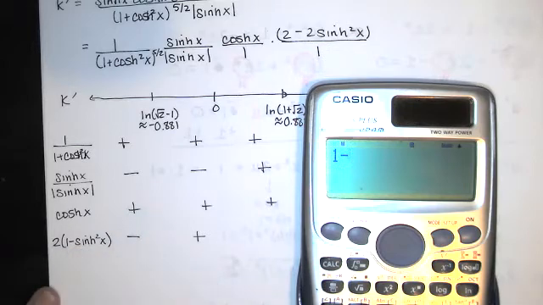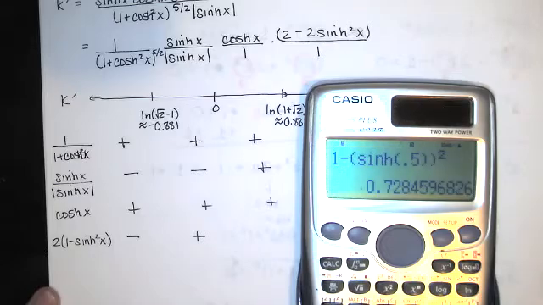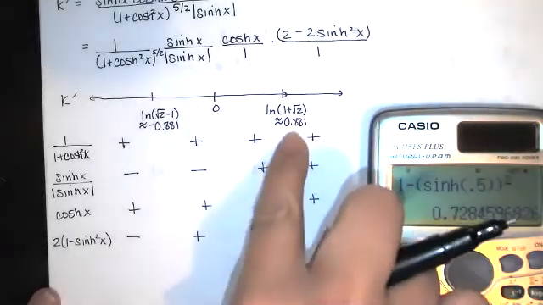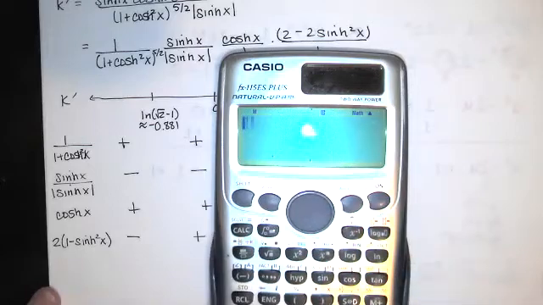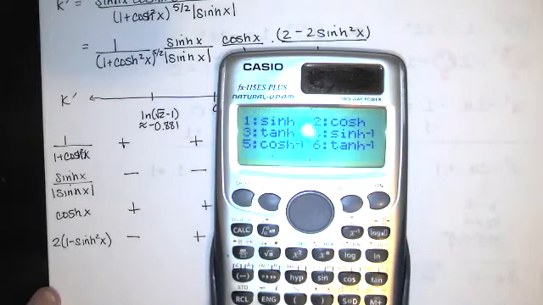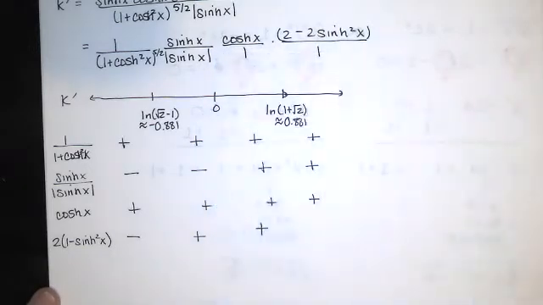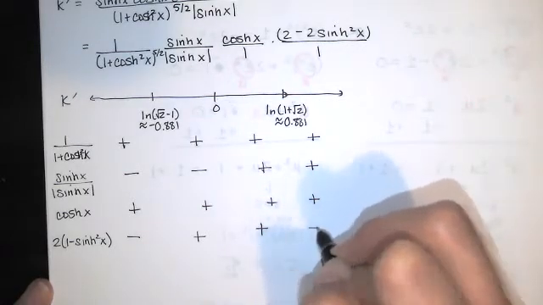I want to plug in x equals 0.5, so I'm going to open parentheses, hyperbolic functions. I choose number 1 for hyperbolic sine, plug in 0.5. Oops. You want to square that. And that's a positive number. And then over here we have 0.881, so let's plug in x equals 1 over here. So you have 1 minus, open parentheses, hyperbolic sine of 1, quantity squared, and that's a negative 0.38. If you notice the symmetry, that's just because the hyperbolic sine function turns out to be an odd function.